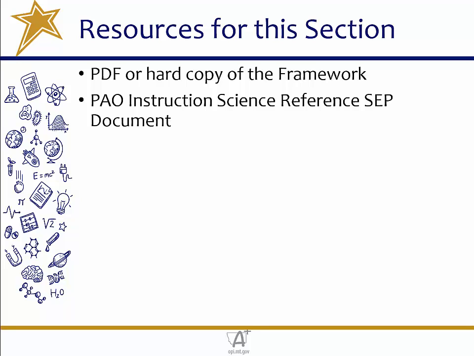There are 2 main resources you'll want to have for this section. If you haven't downloaded these documents yet, you may want to take a few minutes to do that. You'll want to have the PDF or hard copy of the framework available while you do your alignment, and the practices reference document. I recommend you have it during this video so you can write notes on it. Now would be a great time to pause and either print or locate your copy of the reference document.